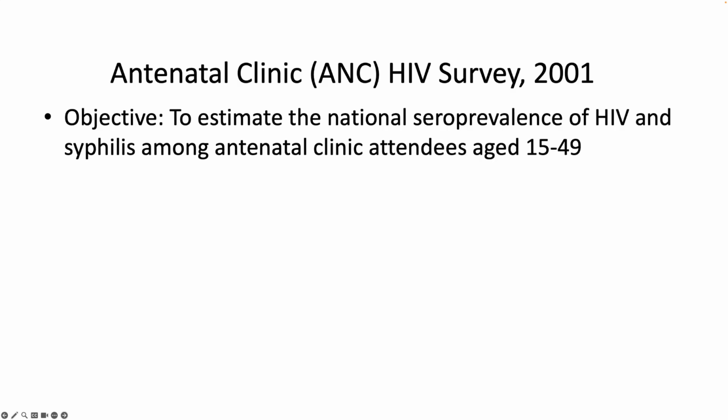So in 2001, I was sent by the CDC to work with and support the Ministry of Health to conduct the National Antenatal Clinic HIV Survey, and it was the second time I had ever visited the country. When I got there, I learned the objective of the survey was to estimate the national seroprevalence of both HIV and syphilis among antenatal clinic attendees aged 15 to 49. In the next few slides, I'll try to convey what I learned about how the process of conducting rounds of HIV sentinel serosurveillance at antenatal clinics in Nigeria works.